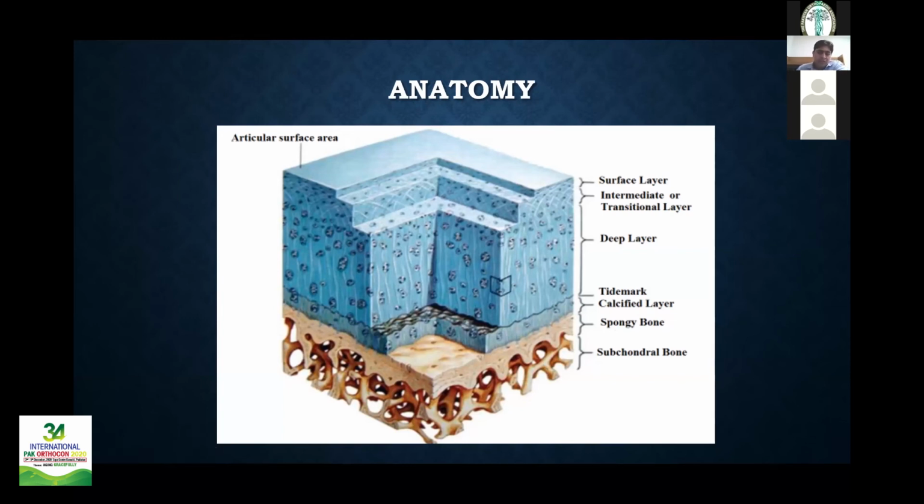So this is the basic microscopic anatomy of the cartilage. It is not possible to view all of these layers on a conventional MR, but with high resolution, you may be able to differentiate the superficial from the deeper layers of the cartilage.